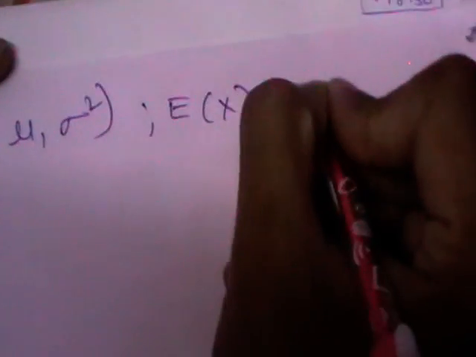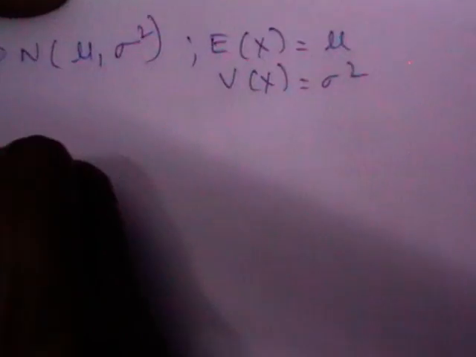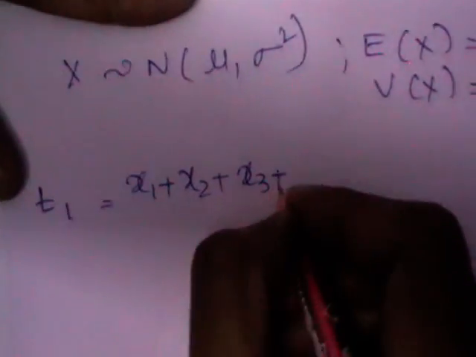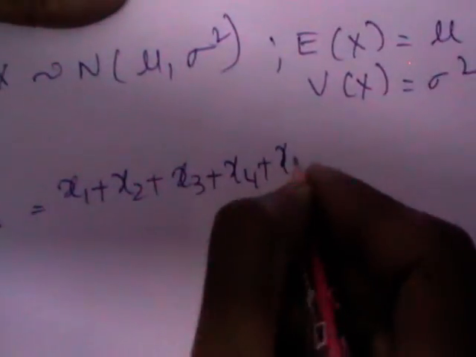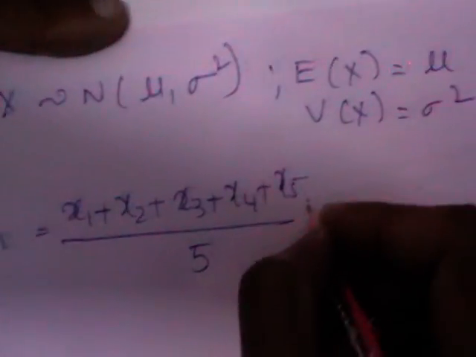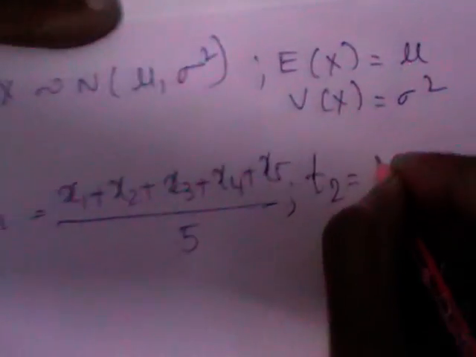Now, it is given that x follows which distribution? A normal distribution with mean mu. And what does it mean? The mean of the normal distribution is mu. The variance is sigma square. What is T1? T1 is (x1 plus x2 plus x3 plus x4 plus x5) by 5. This is the expression for T1.